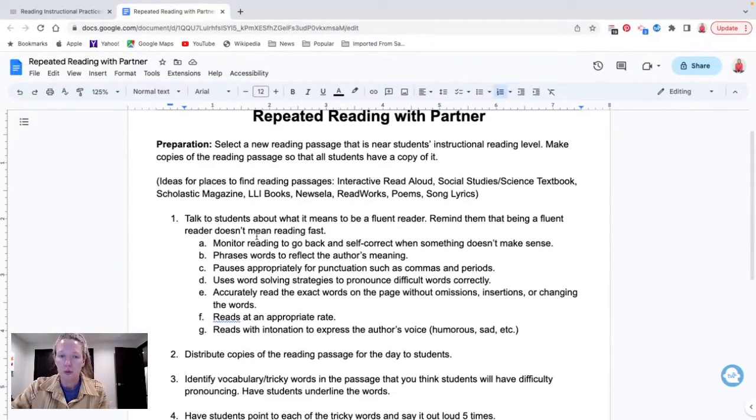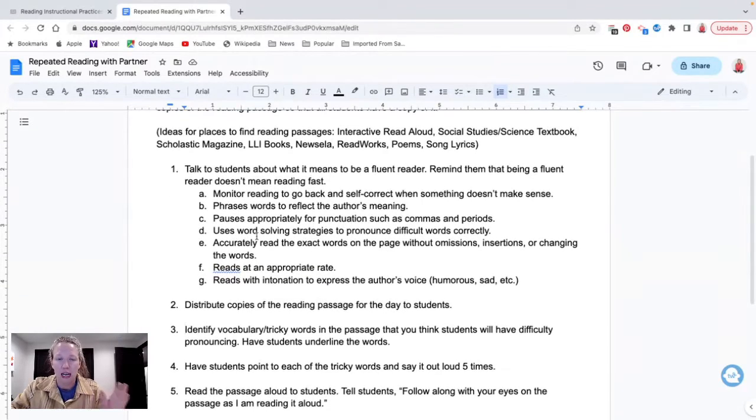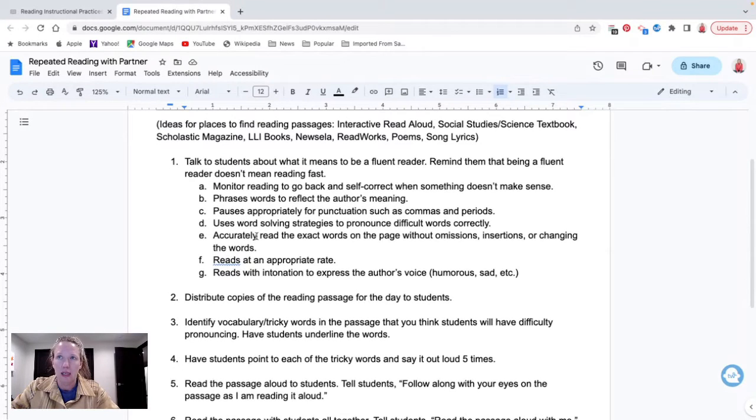So you can use about 2 to 3 paragraphs from a text. This text could be from a nonfiction text. It could be from a novel. It could be from a poem or song lyrics. I really like to use Scholastic magazines when I do mine. I just find that works really well. And then once you find the 2 to 3 paragraphs, I would photocopy it off, and you'll see why as I keep going through it.